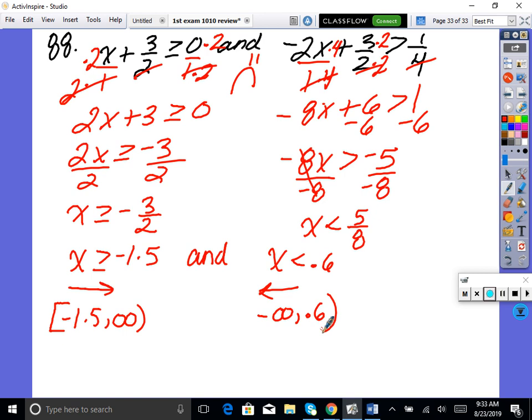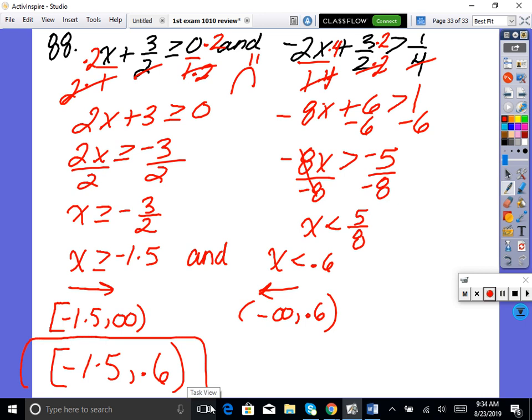Now it's the overlap. So think about it, look, they're pointing in opposite directions, so they do have overlap. So what's the furthest left we can go? Negative 1.5. What's the highest up we can go? 0.6. So parenthesis bracket, because that's the overlapping values. So that would be your final answer.